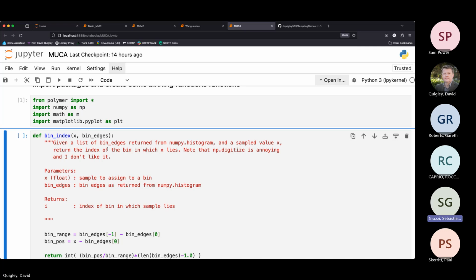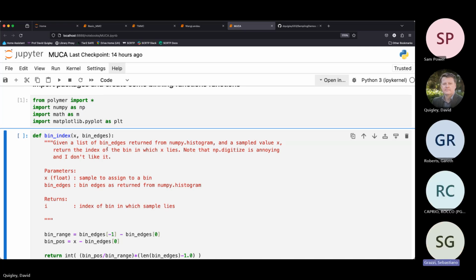I feel like I should explain that comment where I said I'm aware that numpy.digitize is a thing, but I don't like it. For some reason, some of you are Python programmers, the way that numpy.histogram breaks up the energy space is incompatible with the way that numpy.digitize assigns samples into bins. There's a difference of 1 bin. And I could not find a way to make them match, I gave up. And I said, right, I'm writing my own function to do the binning.